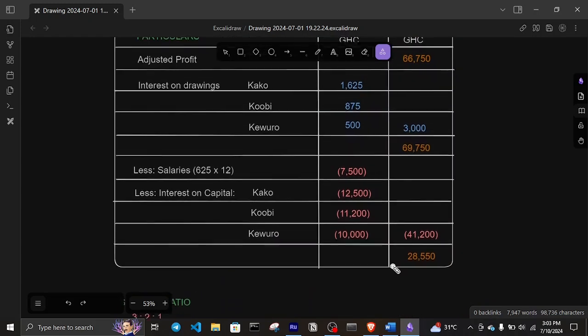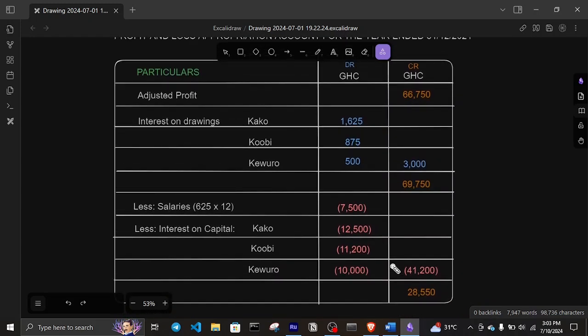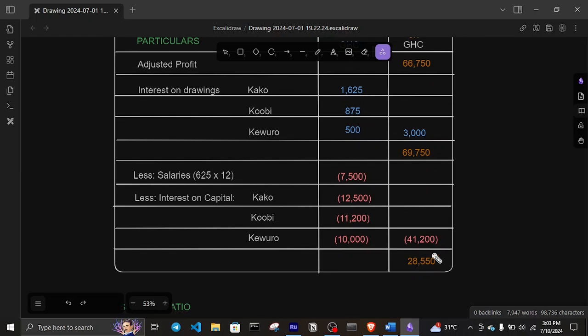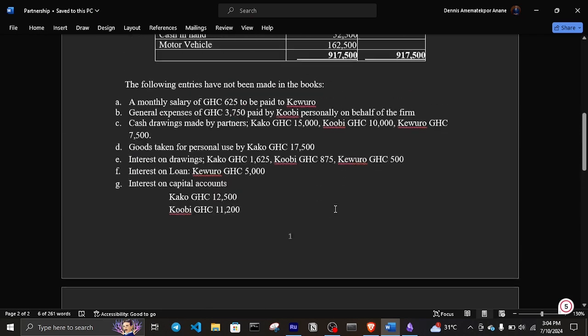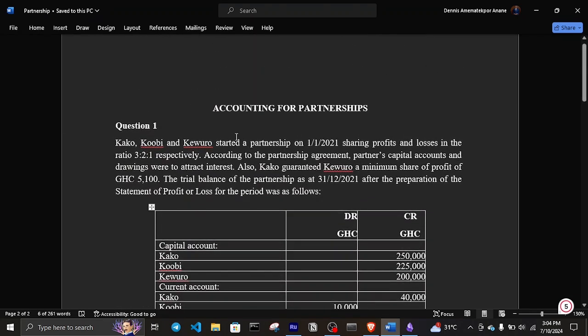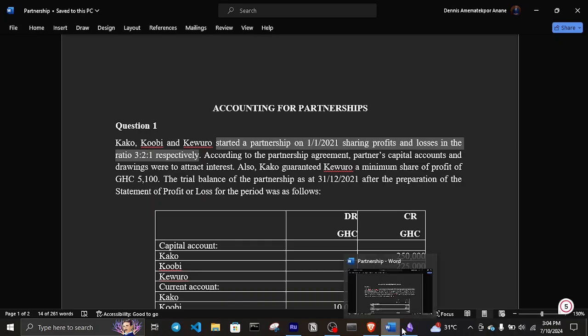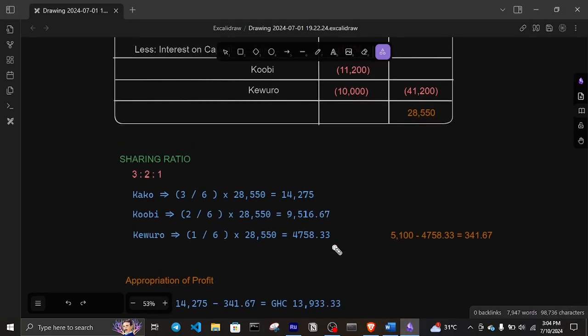So knowing the profit that the business has made, we are supposed to now distribute this money that the business has made to the partners of the business, but in a particular ratio. Remember from the question, you're supposed to share it in a ratio 3:2:1. So you're going to share this amount in that ratio to the partners, starting from Kaku 3, Kobe 2, and then Kero 1. So we do the math, and then Kaku is going to get 14,275, Kobe 9,516.65, Kero 4,758.33 Ghana cedis respectively.